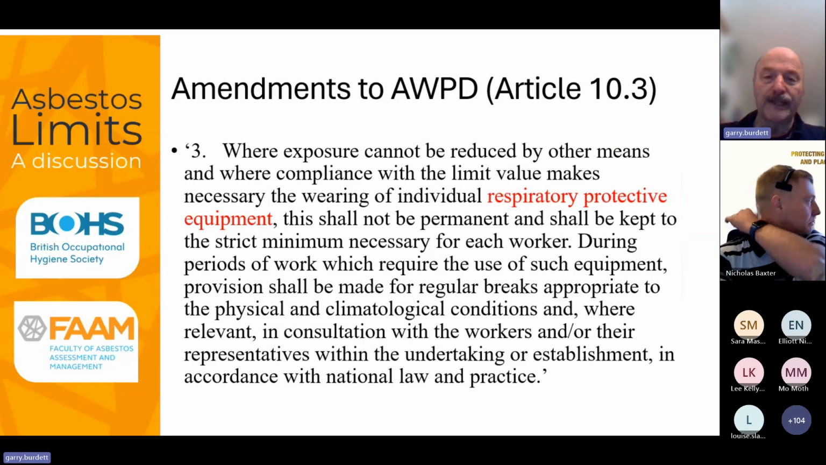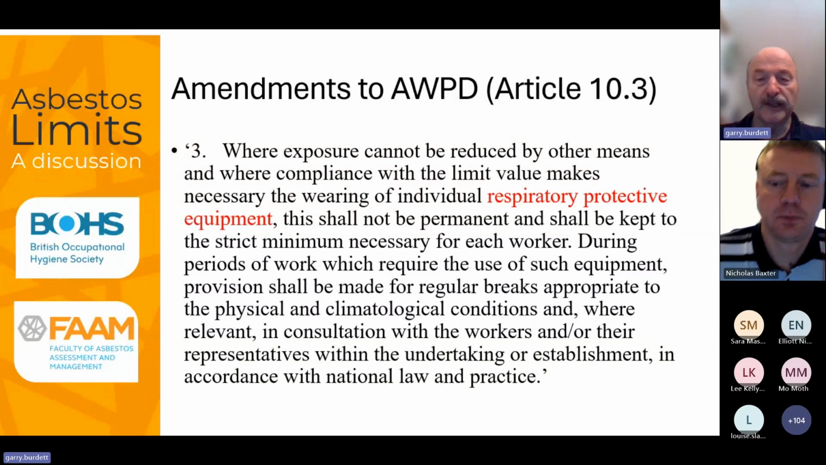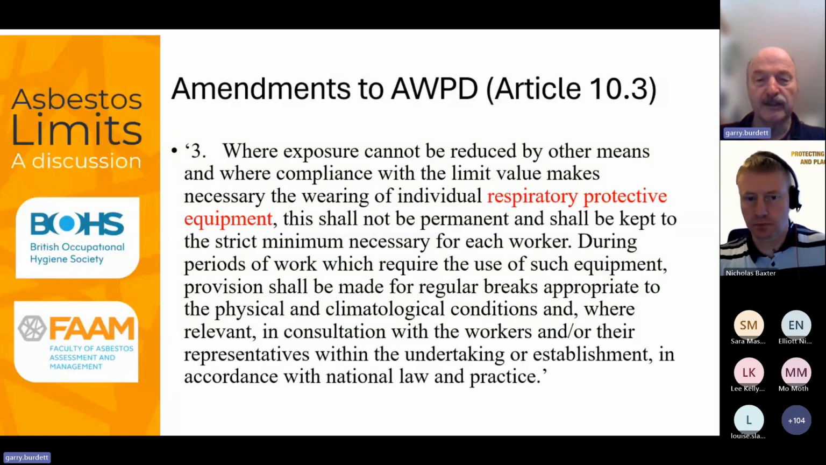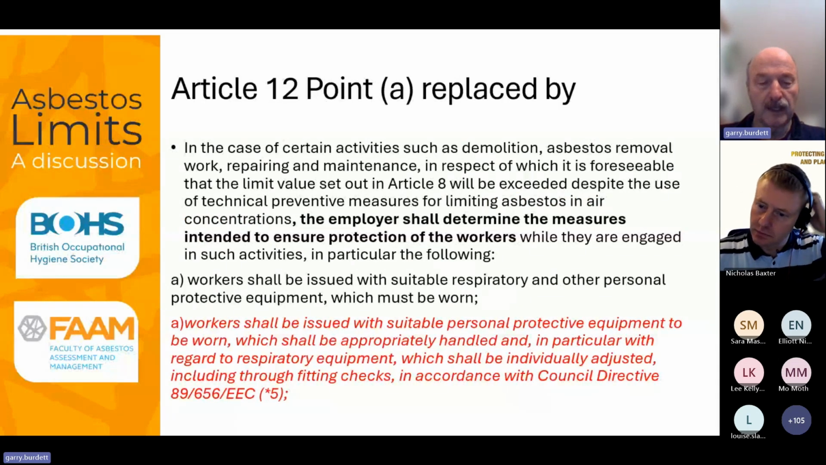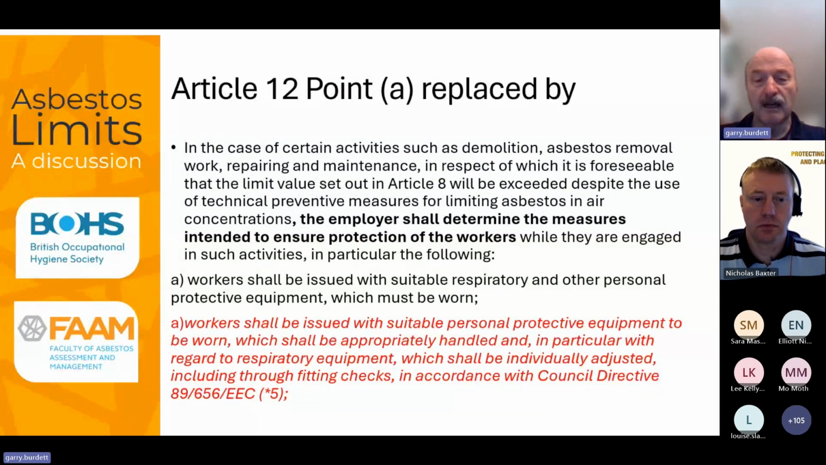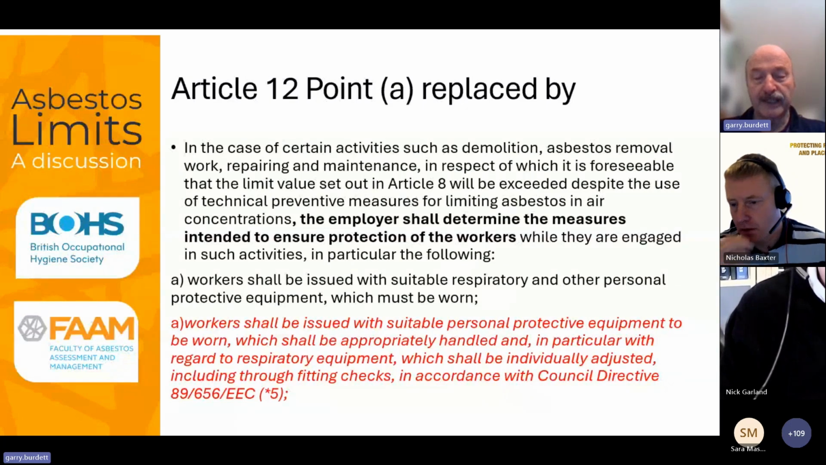If we look at what is said in the European regulations, and this is the updated one, there's not a lot. Basically, Article 3 has changed from breathing apparatus just to RPE instead. And Article 12 has replaced the point A, that it should be worn, with something slightly more. It should be worn and appropriately handled, with regard, and handled and adjusted through fitting checks.